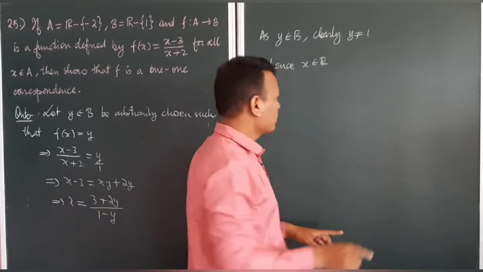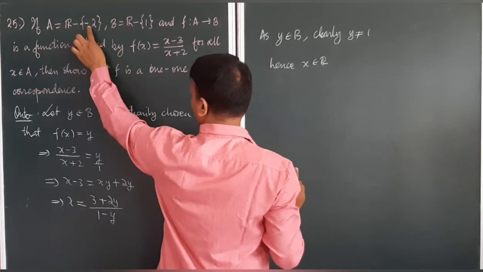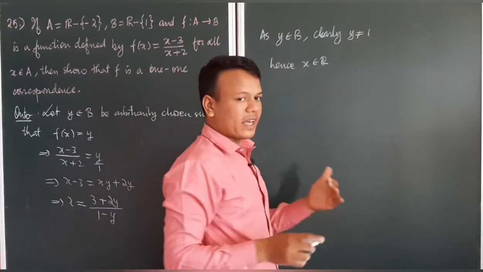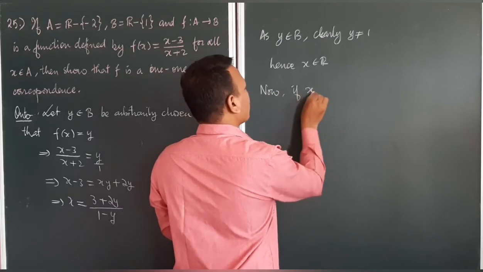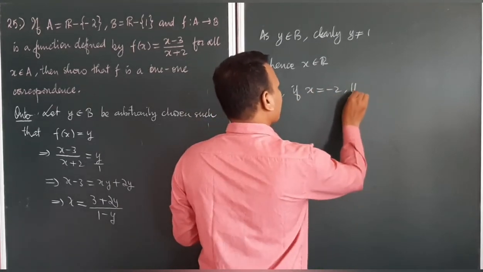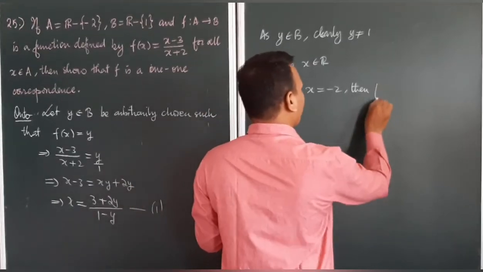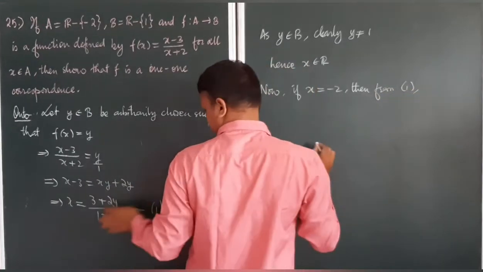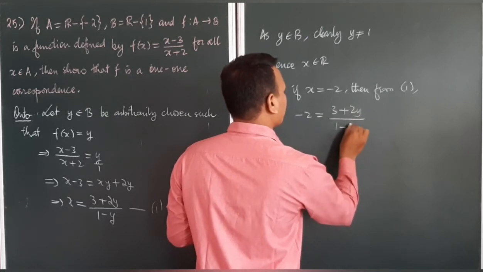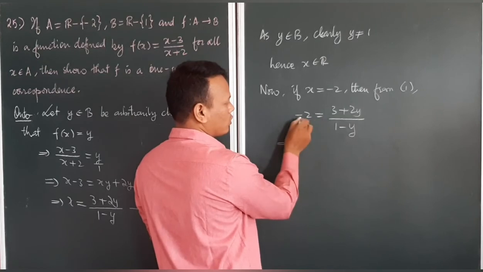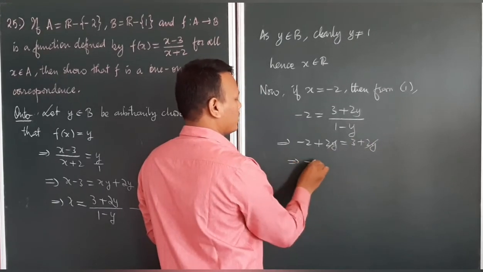But we need to show that this x belongs to the first set, that is R minus {-2}, isn't it? That means the value of x cannot be -2. That's what we need to show. So let's see what happens if x is equal to -2. Let me call this equation 1. Then from 1 we have, instead of x I am writing -2. So -2 equals (3 plus 2y) whole divided by (1 minus y). Let's do the cross multiplication here. So this becomes -2 plus 2y equals 3 plus 2y. So 2y and 2y get cancelled. So we have -2 equals 3.